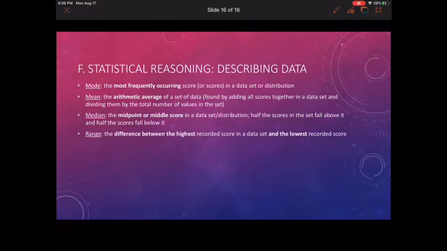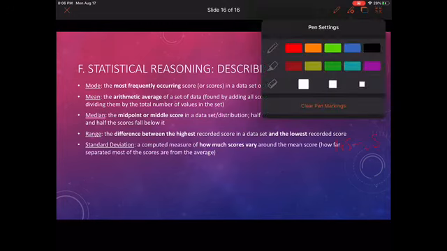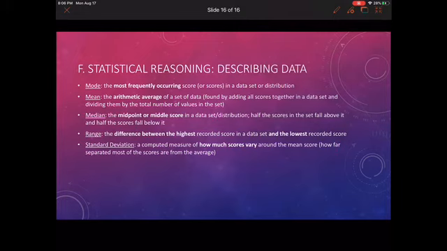Know that the range is just the highest score minus the lowest score. And then standard deviation always goes with the mean. If you have computed the mean to be your best representative of your data, then you're going to report the standard deviation along with it.